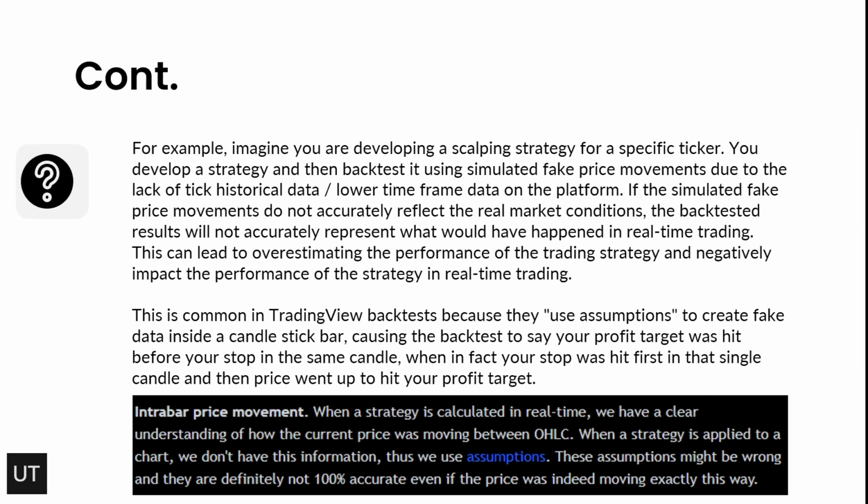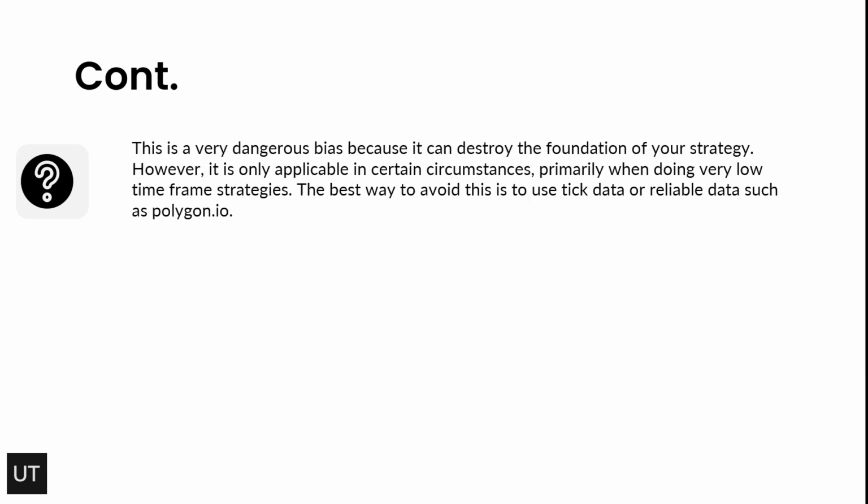This is very common in TradingView backtests because they use assumptions to create fake data inside a candlestick bar, causing the backtest to say your profit target was hit before your stop was hit in the same candle, where in fact maybe your stop was actually hit first and then it would have been your profit target. This is just a screenshot showing you from their FAQ page where they state that they're using assumptions and they don't actually know the actual data in between those bars of what was hit first. So they'll be making assumptions and just calculating it basically at random, which isn't very useful for your actual backtests.